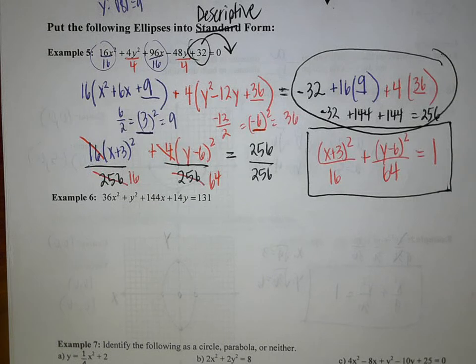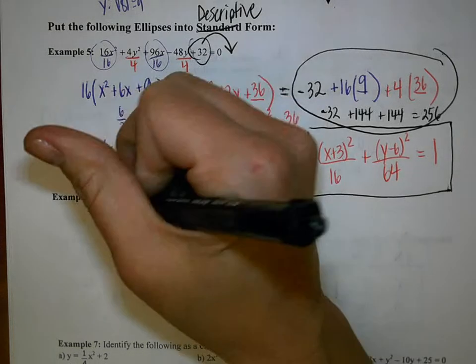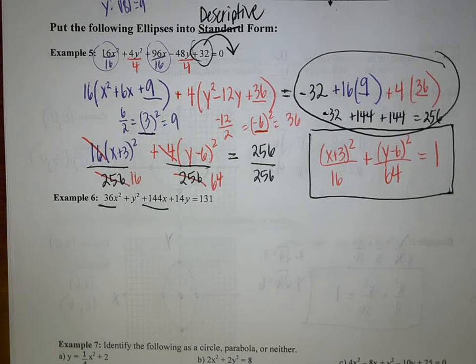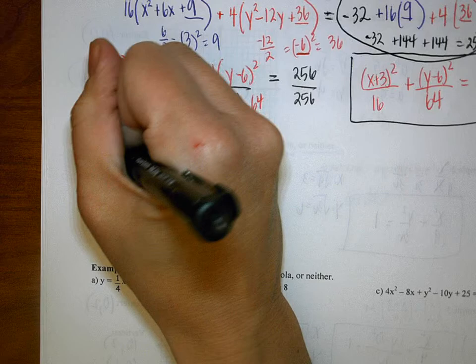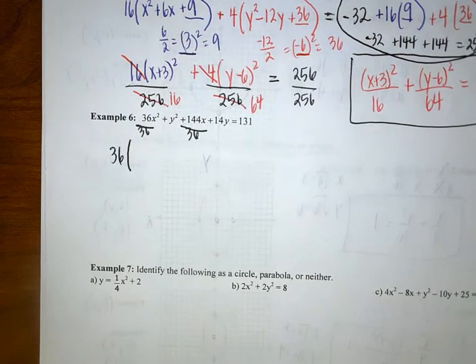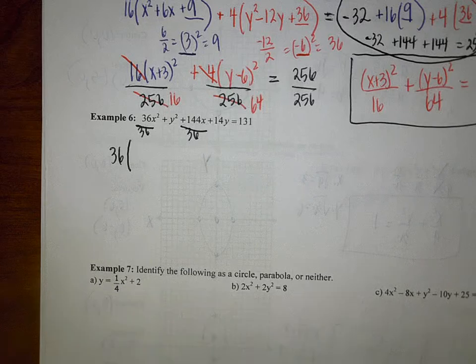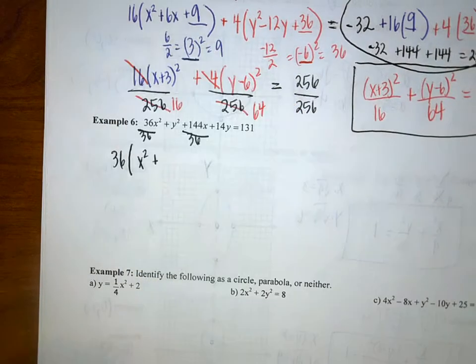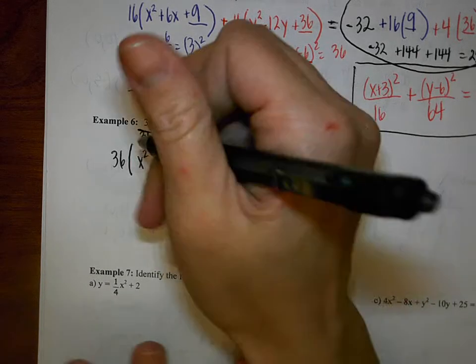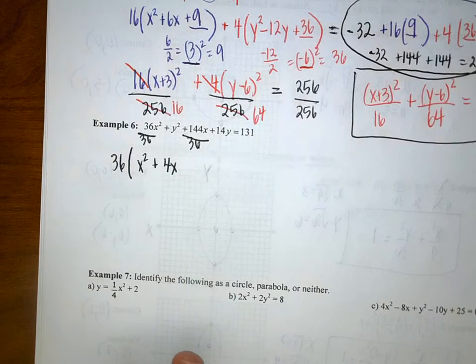Okay, so example 6. Again, we're going to do the same thing. We're going to put our x's together. What am I going to take out? What's going to go in front when I'm putting these together? 36. Good. So we have 36 parentheses, and we're dividing each of these by 36. So that means I'm going to end up with what in the parentheses? X squared plus 4x, and then what? Plus blank. Good, plus my blank.